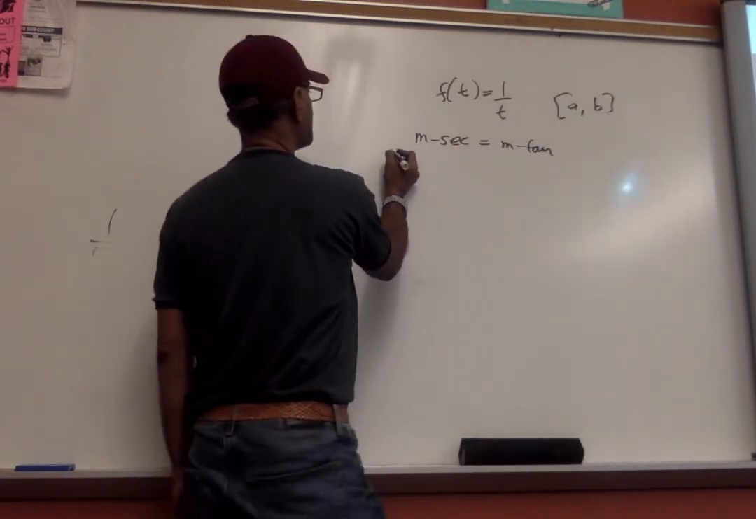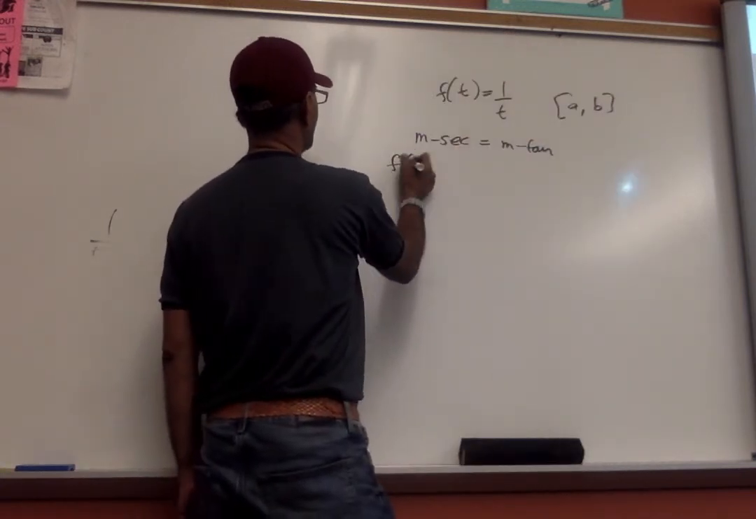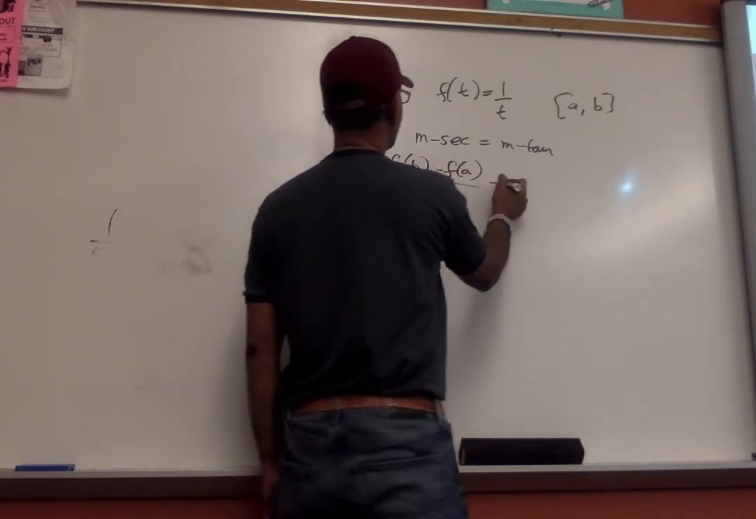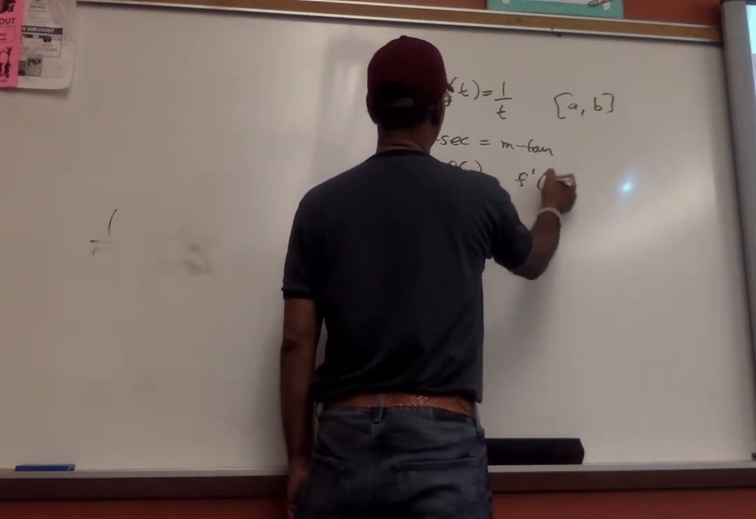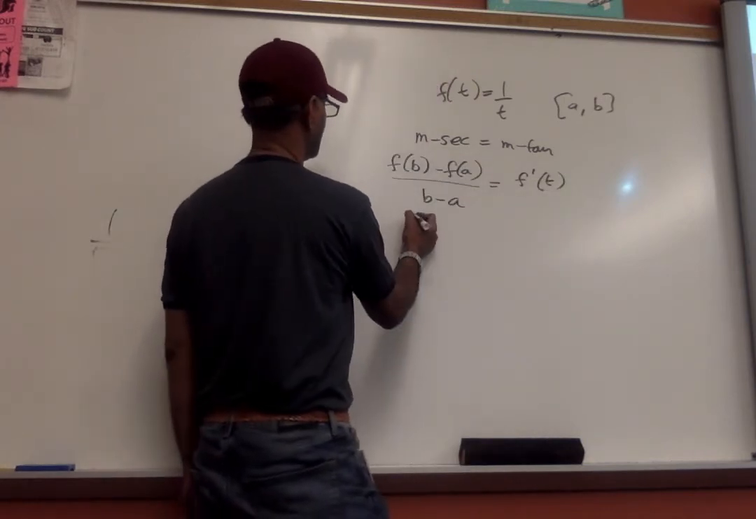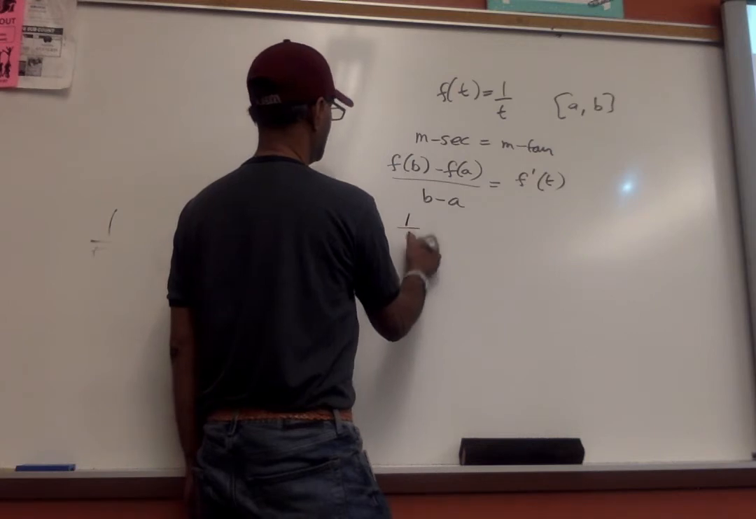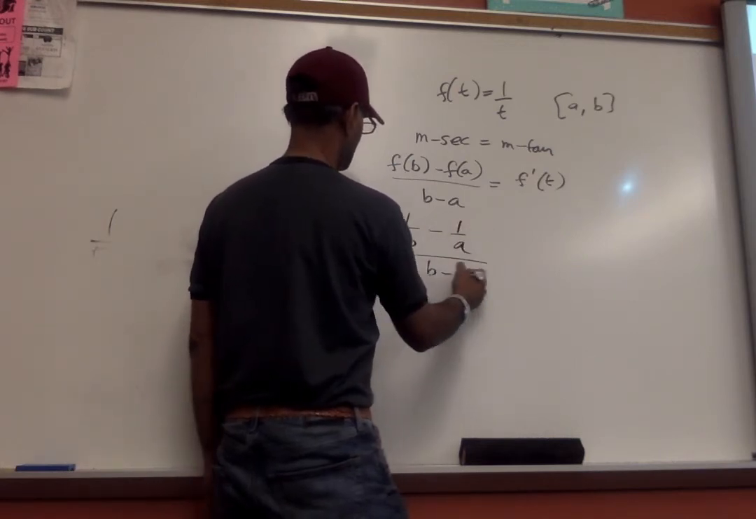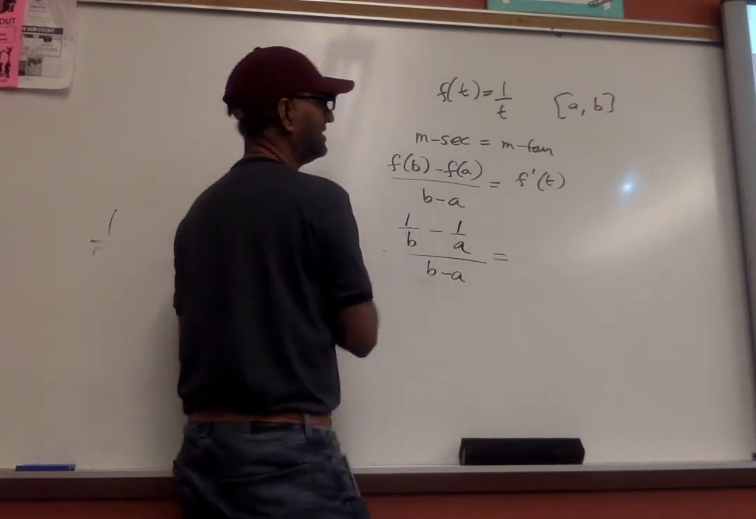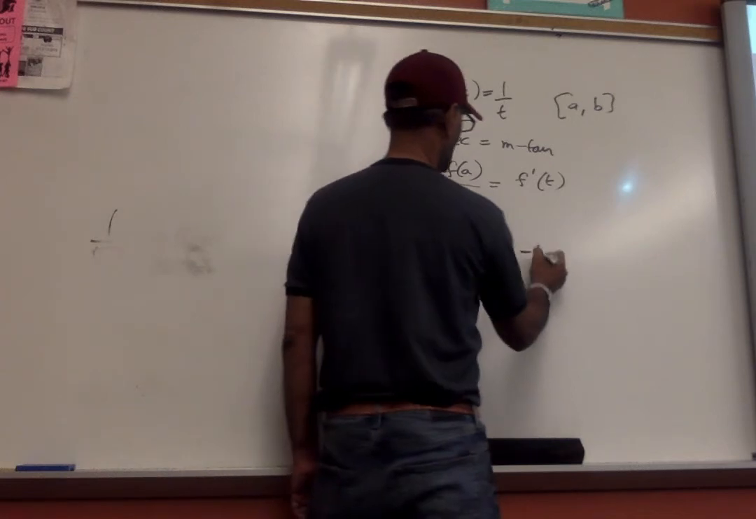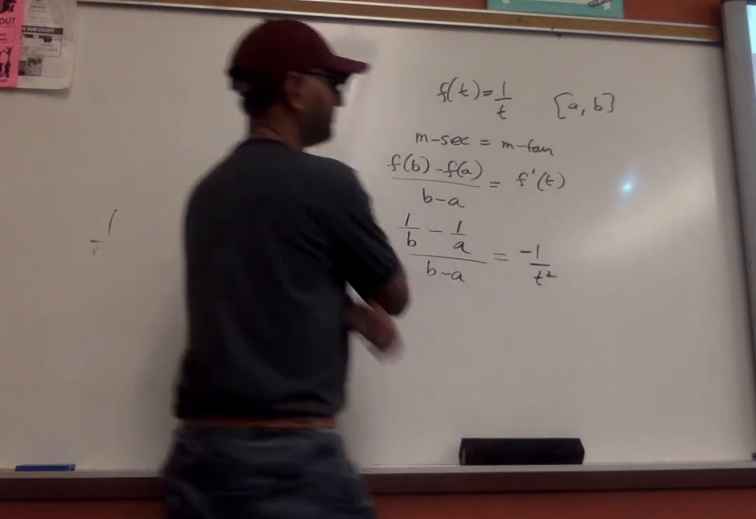So what am I writing for m sec? Look down. f of b minus f of a, all over b minus a, should be equal to f dash of t. Okay, f of b is 1 over b, f of a is 1 over a, all over b minus a should be f dash. Hint, f of t is 1 over t, therefore f dash will be negative 1 over t squared.